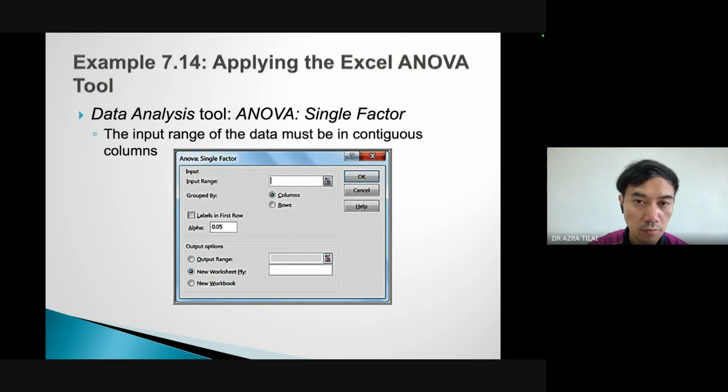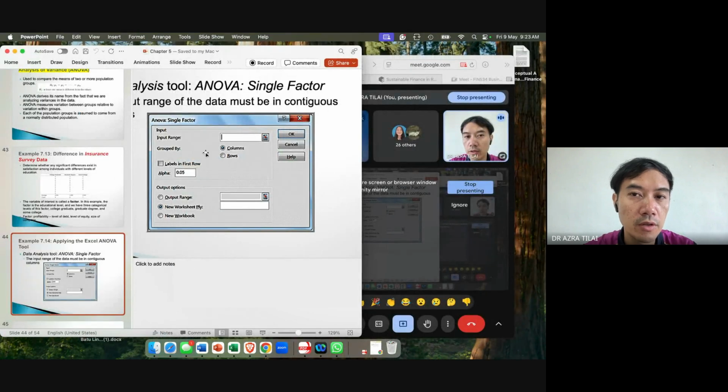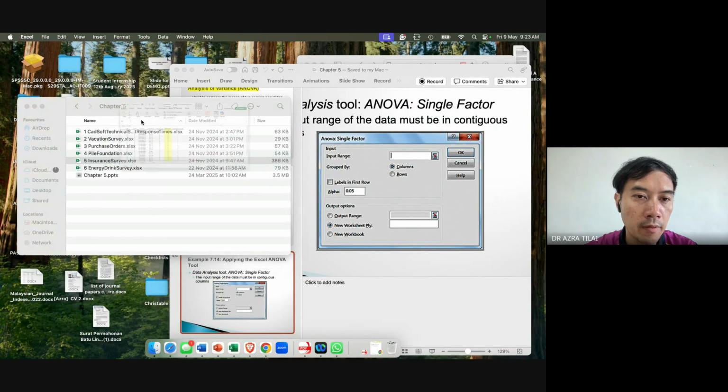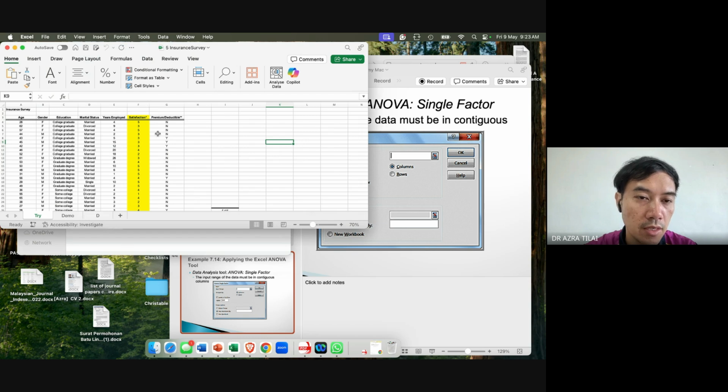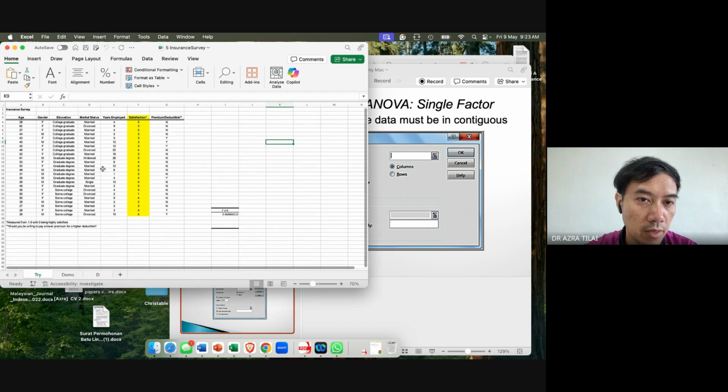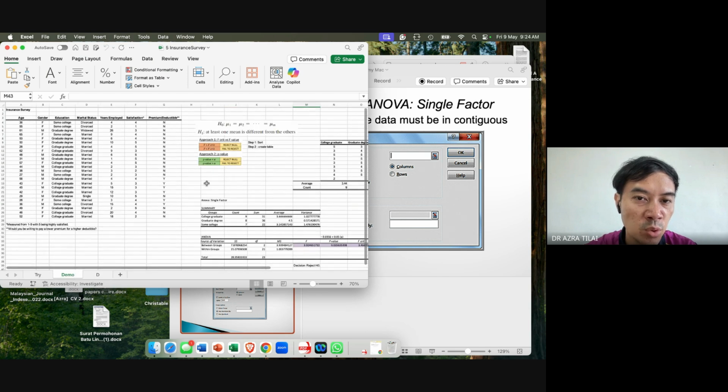So we can use ANOVA. Where can we find ANOVA? We go to the data analysis tool. We go to the insurance survey data, this one. These are all provided in the WhatsApp group. So we have this data, and we go straight to the demo.